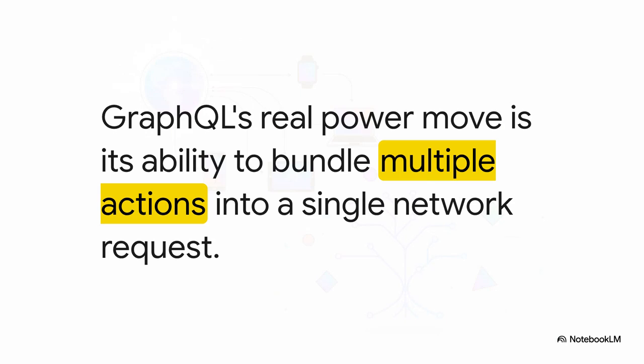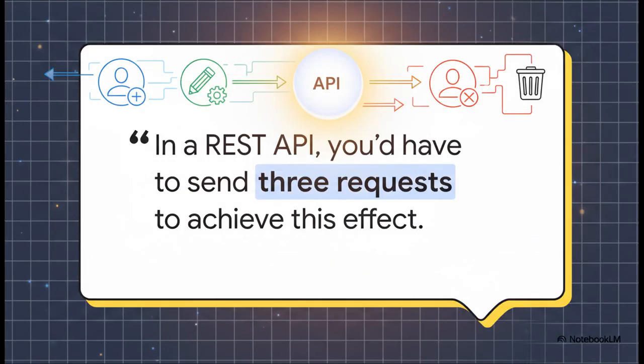Okay, just fetching data efficiently is a huge win. But the real jaw-dropping power of GraphQL? It's the ability to bundle a bunch of different actions into a single network request. This is where it just leaves the old way of doing things in the dust. Just think about this for a second. Imagine you need to do 3 things: create a new user, update another user's profile, and maybe delete a third one. In a typical REST world, that's 1 request, 2 requests, 3 separate round trips to the server.